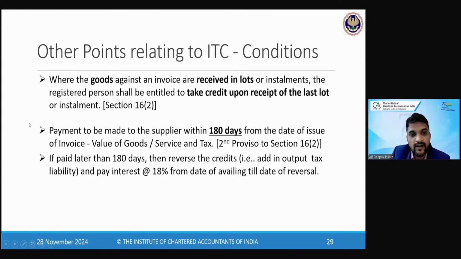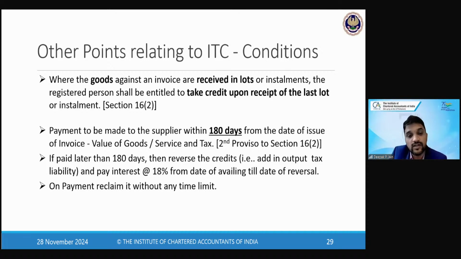Okay. And if it is paid later than 180 days, then reverse the credit by adding it to your output tax and pay interest at 18% for the delay. If you have availed it and utilized it, then you have to pay interest also. And then once you re-avail it, you can reclaim it.